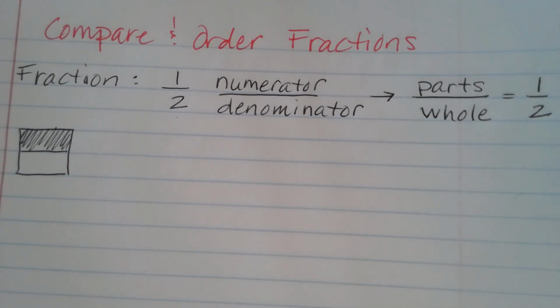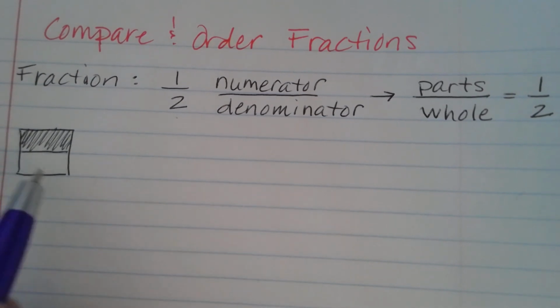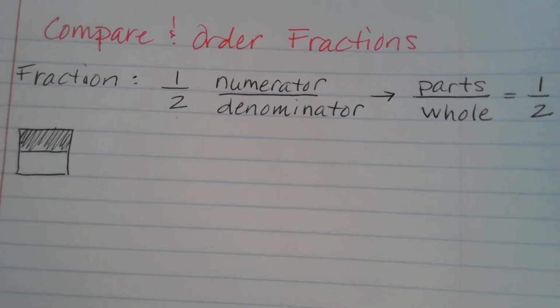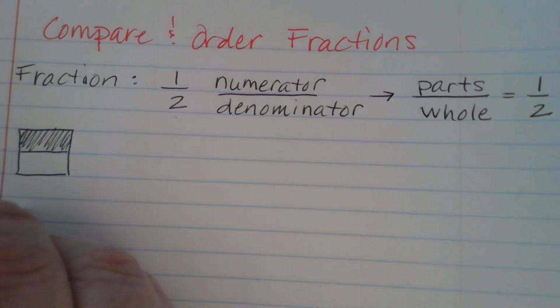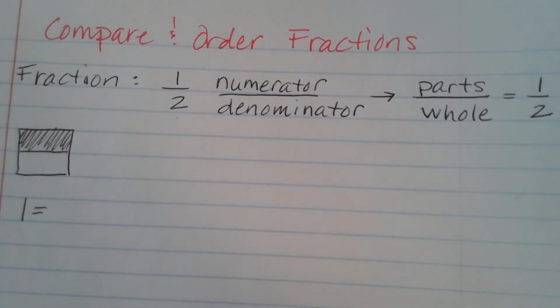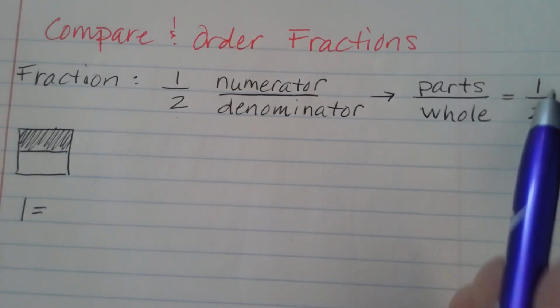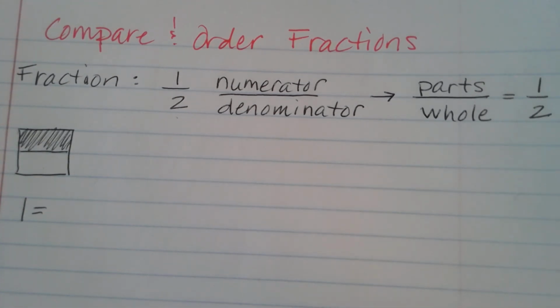Okay, so if I wanted to write a fraction as a whole with 2 pieces, what would that look like? The other piece shaded in. What would that look like as a fraction? So if I wanted to write a fraction like 1/2 as a whole, as 1, what would it be?